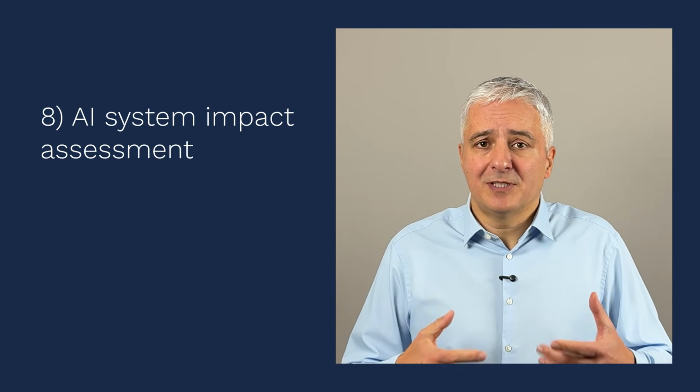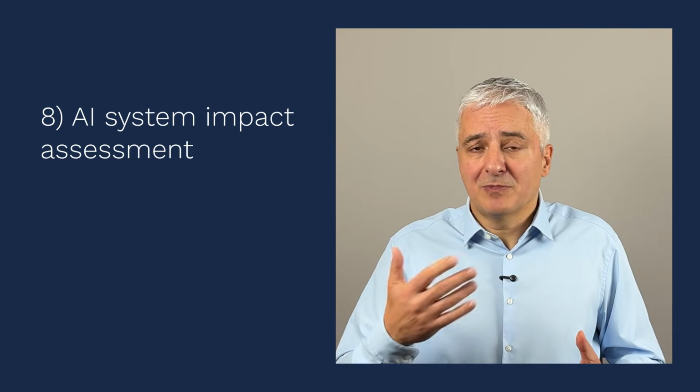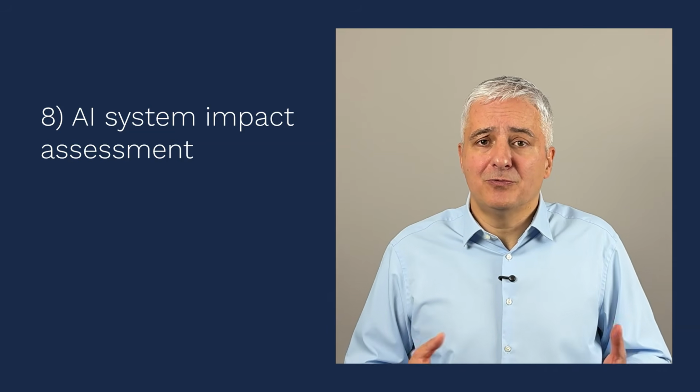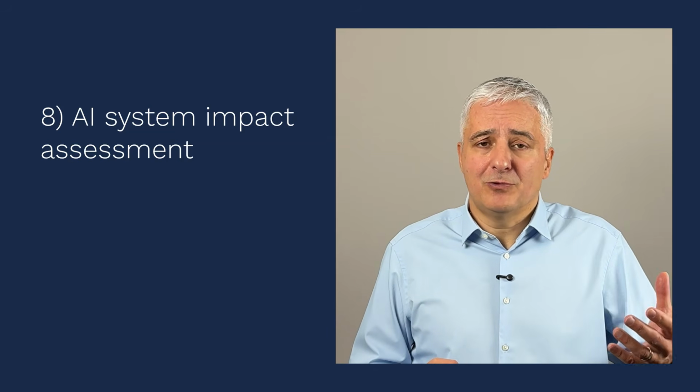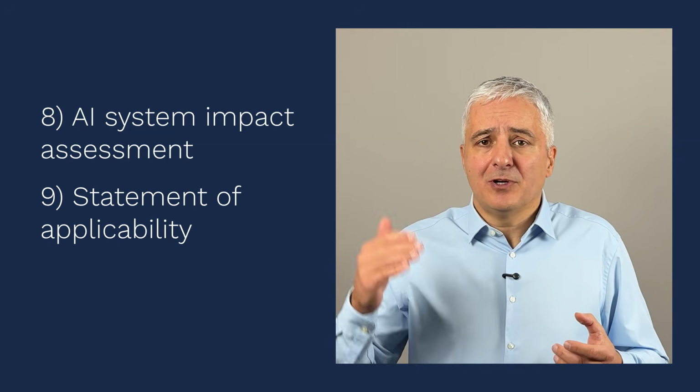In other words, the things that will certainly happen as a consequence of usage of those AI systems, or maybe their misuse. And here you have to focus on what the impact will be for individuals, but also for societies. And the next step is to write this statement of applicability.